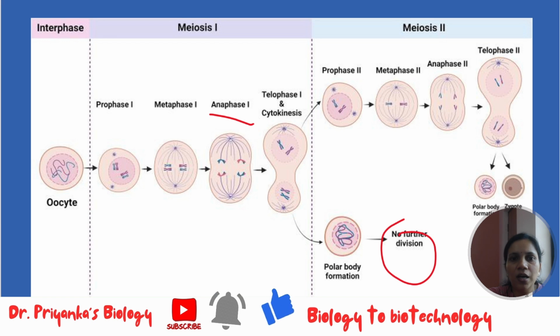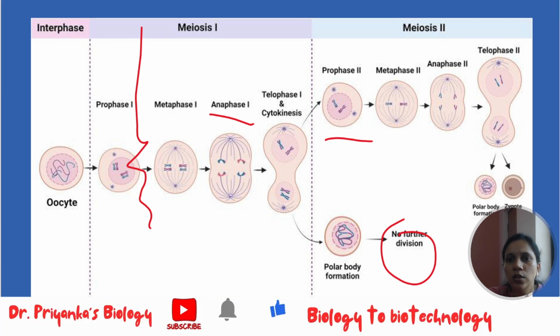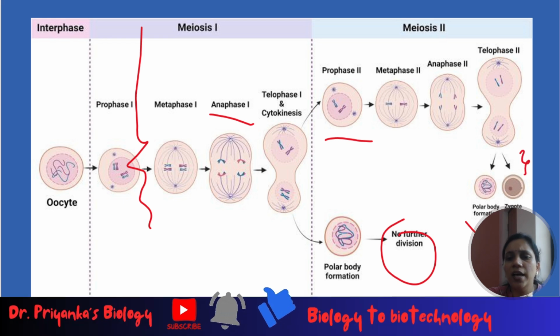So after this there will be an arrest; cells will be arrested in prophase 1. During maturation, they will undergo these processes. Here we will have prophase 2, metaphase 2, anaphase 2, telophase 2 giving rise to a polar body and the secondary oocyte. If any fertilization occurs, it will give rise to the zygote. So this is the process that happens.